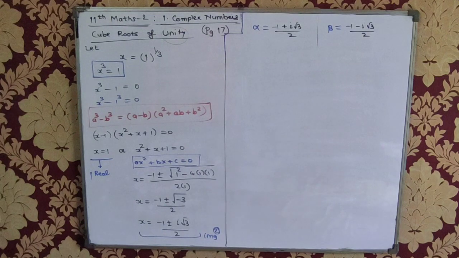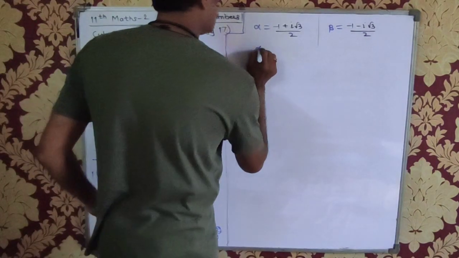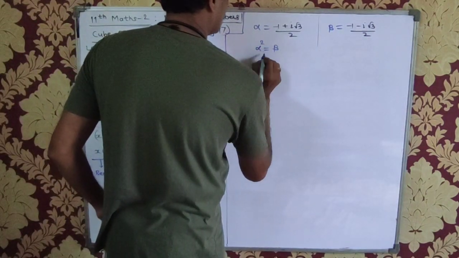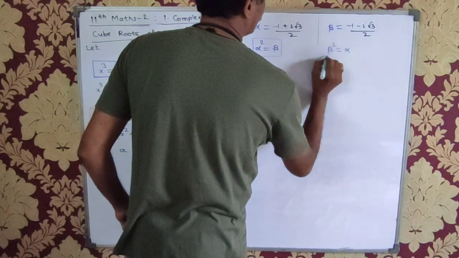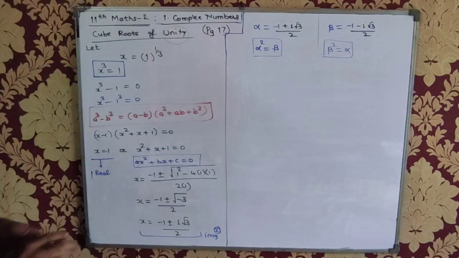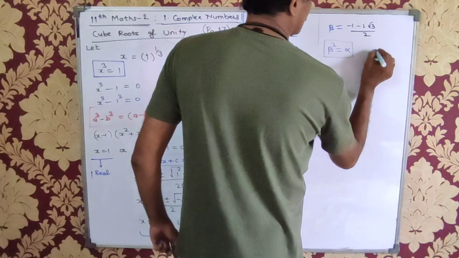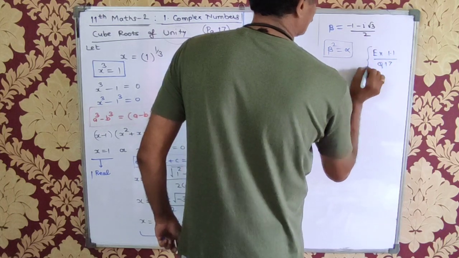Any doubts about that? No. Okay. Here, if I square alpha, I will get beta. And if I square beta, then I will get alpha. We already solved the question. Isn't it? Alright. This question is given in exercise 1.1, question number 17. We have already solved it.